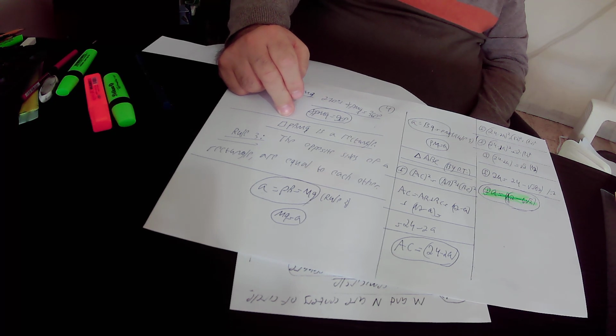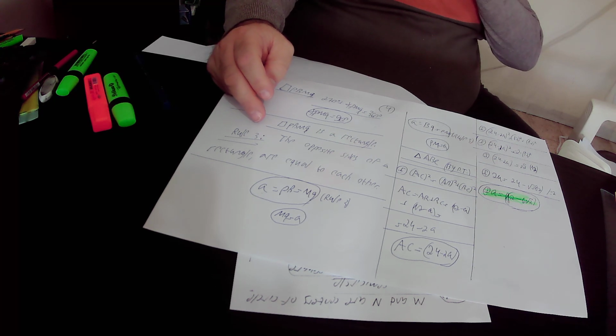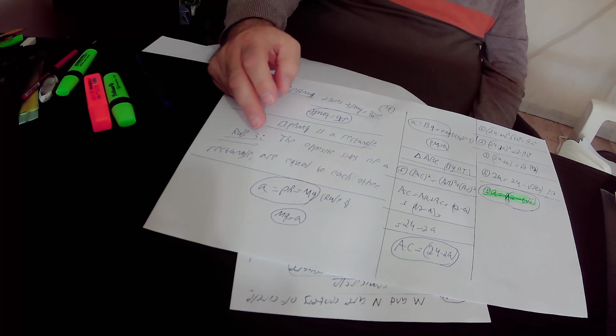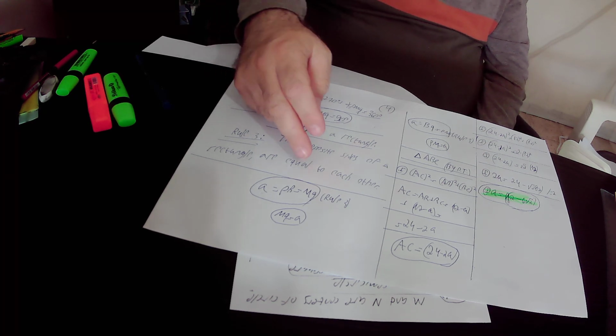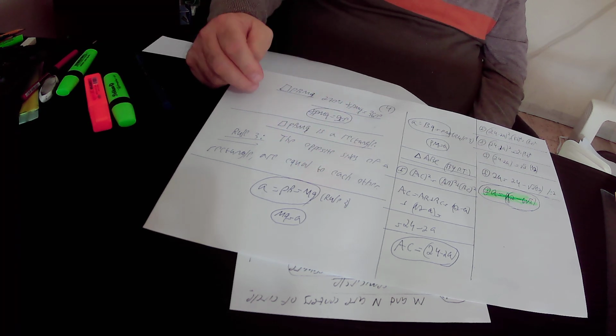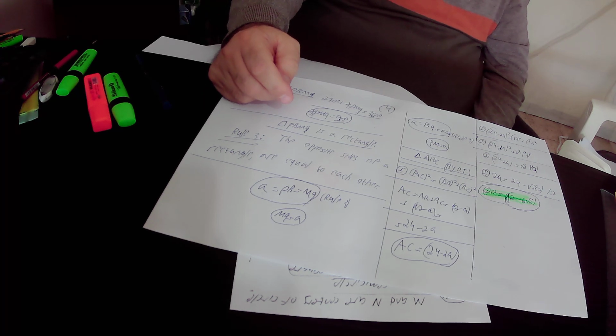Quadrilateral PBMQ is at least a rectangle because it has 4 right angles, and we have rule number 3 that states that the opposite sides of a rectangle are equal to each other. That is to say, in rectangle PBMQ, PB must be equal to MQ, according to rule number 3.